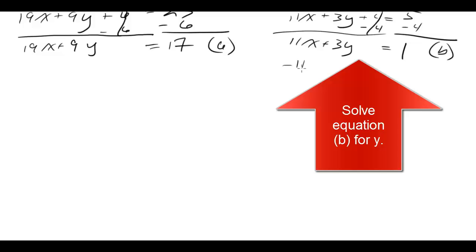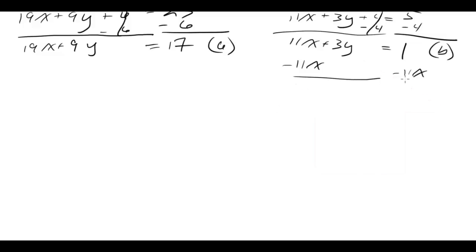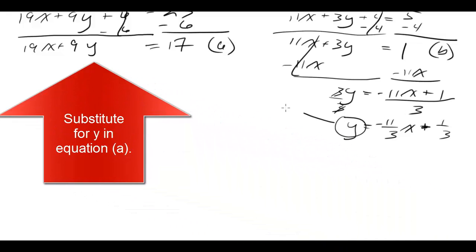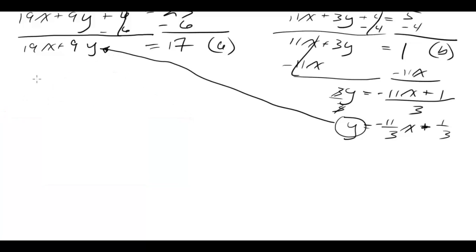So let's do that. All right, that means I'm going to subtract 11x from both sides, and that goes away, and I end up with 3y equals minus 11x plus 1. Divide both sides by 3. Oh, I'm going to end up with nasty fractions. 3 divided by 3 is 1. 1 times y is y, equals minus 11/3 x plus 1/3. That's a plus sign unless we get mistaken. And as we've done before, that y is going to be substituted for that y.